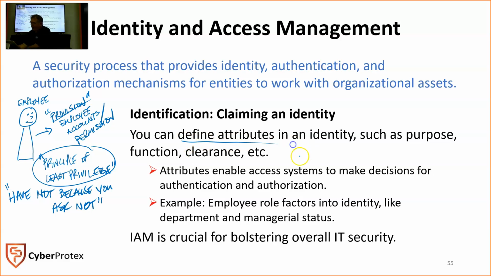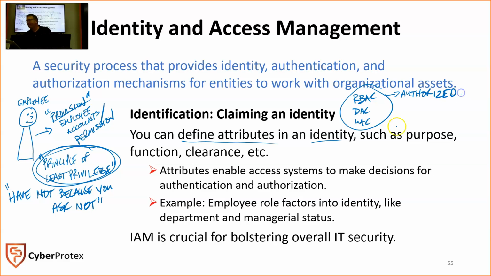So we can define attributes like an identity, and we can give that identity what is called role-based access control, discretionary access control, and mandatory access. So we can assign the identity either nothing, or we can decompose and put a little bit of what are they authorized to do. Exactly.